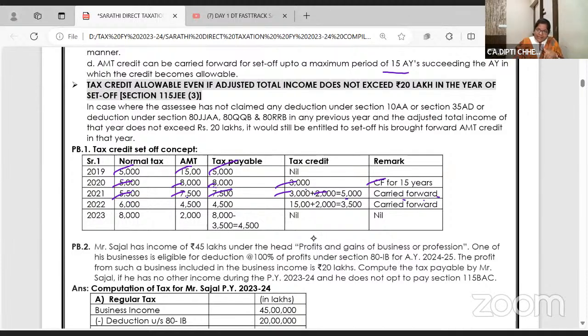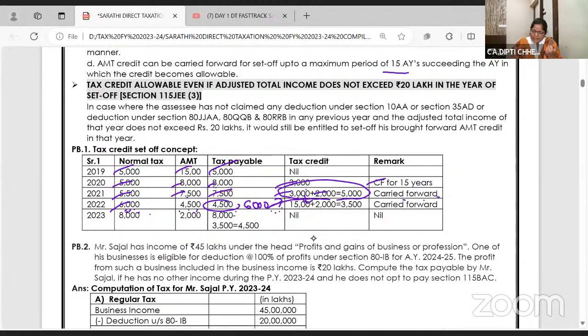Now normal tax is 6. AMT is 4. So you actually pay 6,000. But in 6,000, I have not written the working here. You pay 6,000, but in 6,000, can you set off this? You have to pay normal tax, which is higher. Can you set off? Ma'am, will the whole 5,000 be set off in this 6,000? Answer is no. Because AMT is minimum 4,500 you have to pay. Actual tax payable is 6,000, but you are paying 4,500 because in 6,000, 1,500 you are setting off.